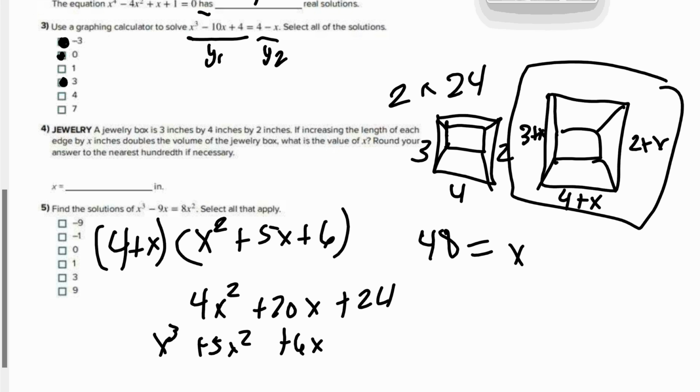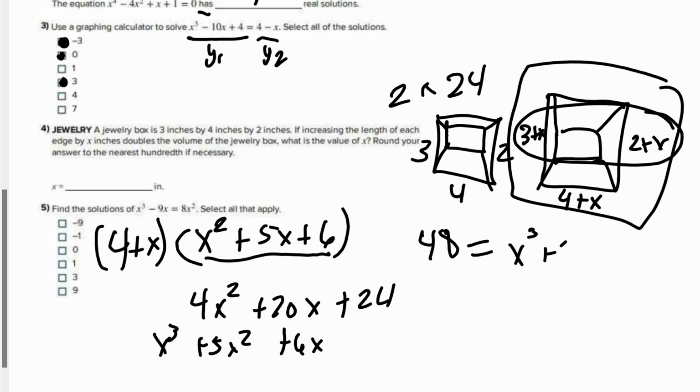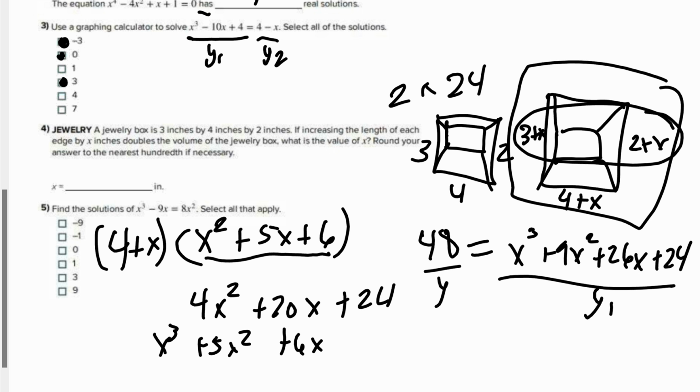Let me see here. If you multiply these two together right here, you get x squared plus 5x plus 6. Then I have to multiply by this one because I'm finding volume. So I distribute the 4, then I distribute the x, and then I combine like terms. So I get x cubed plus 9x squared plus 26x plus 24. So here I could do that as y1, this as y2 and see where they intersect, or I could subtract 48 on both sides.